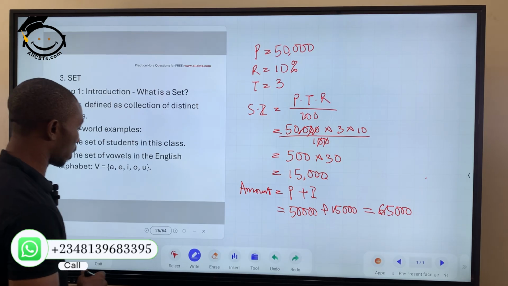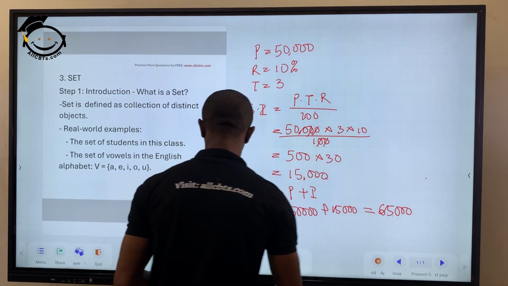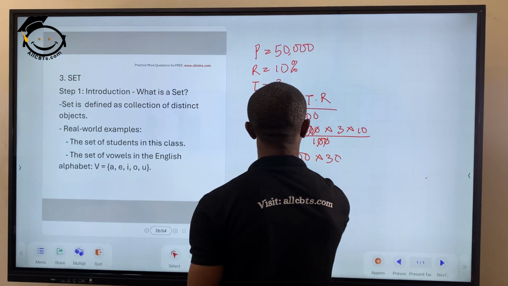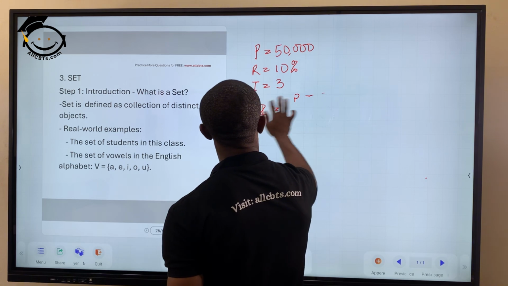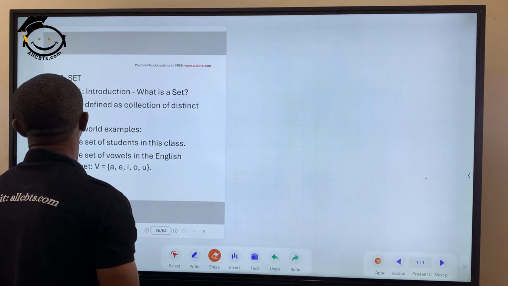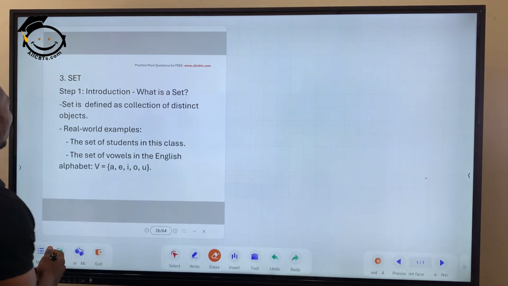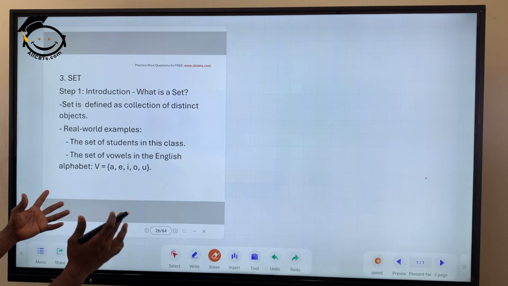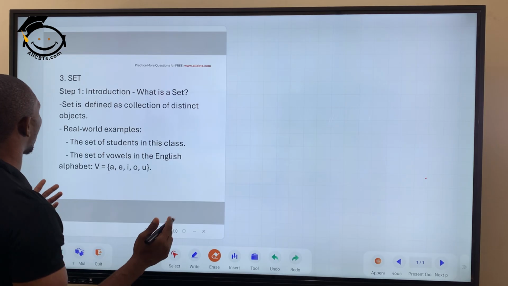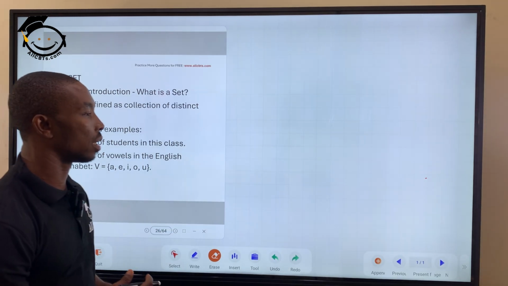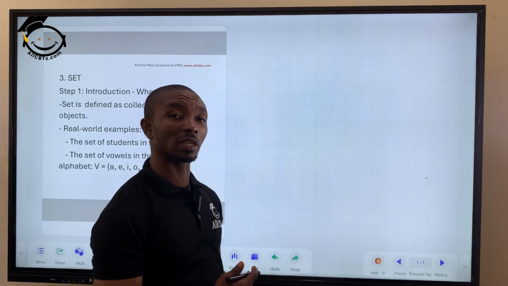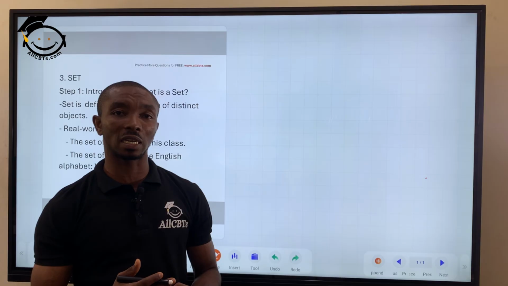All right. Next, the next topic we'll be looking at is set. Now, what is a set? A set is defined as a collection of distinct objects. All right. Example: your alphabets are a set, can act as a set. Your vowels can act as a set. Your consonants can act as a set.